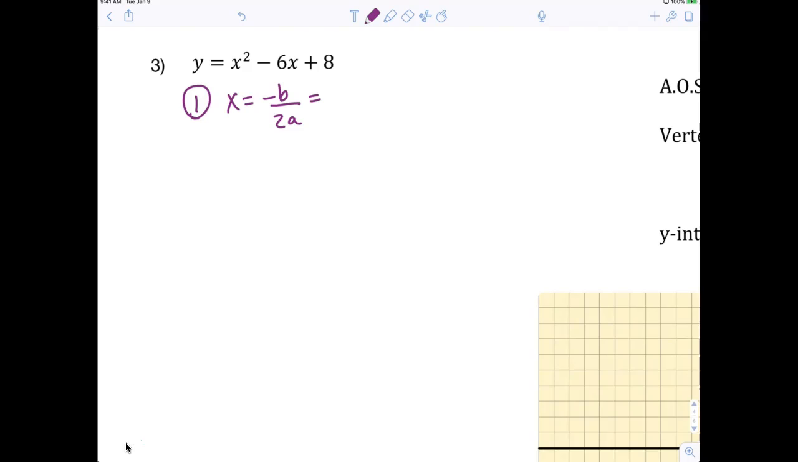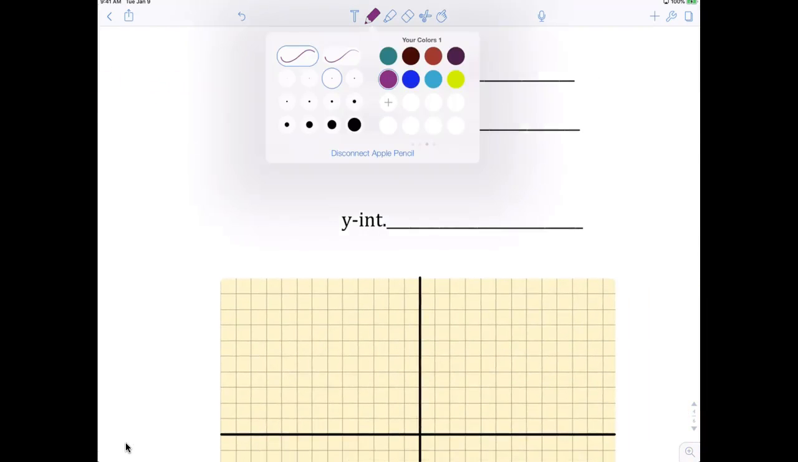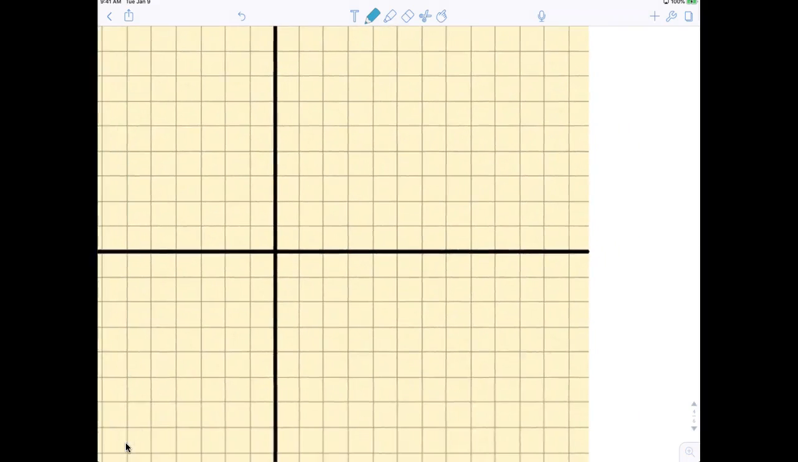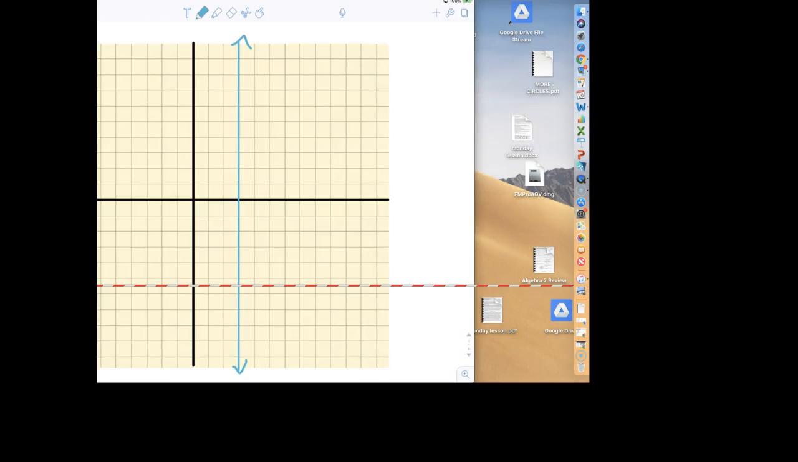So what's negative b going to be? 6, thank you. Over 2 times what? 1, thank you. Did everybody see that or not? So x equals 3 is your axis of symmetry. So over here, x equals 3. Now let's go ahead and draw x equals 3. So on your graph, here is your axis of symmetry. X equals 3. Thank you.